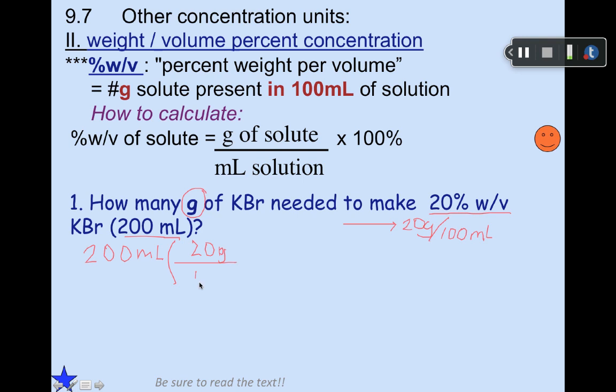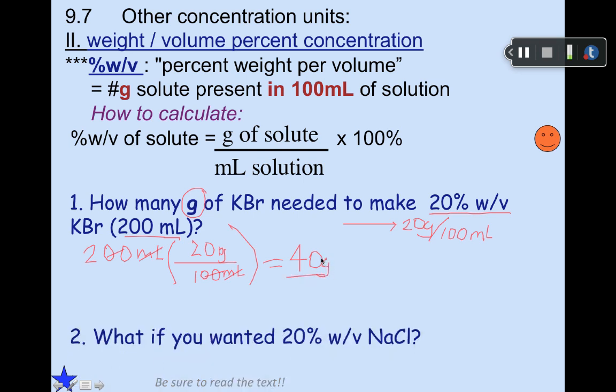This one's not too bad. You might have been able to do this without setting it up in a systematic way, but it's good practice to make sure you see how it's done for other examples that are less obvious. All right, so milliliters cancels, the zeros cancel. 2 times 20 is 40 grams. In other words, if it takes 20 grams for 100 milliliters, it better take 40 grams of potassium bromide for 200 milliliters. Not bad. Now, how about another one?